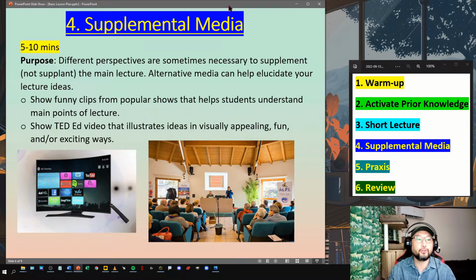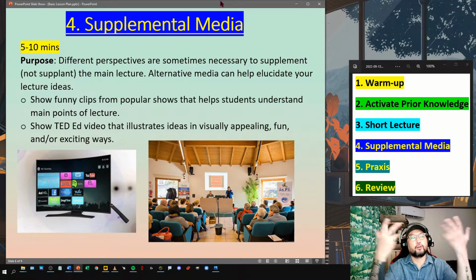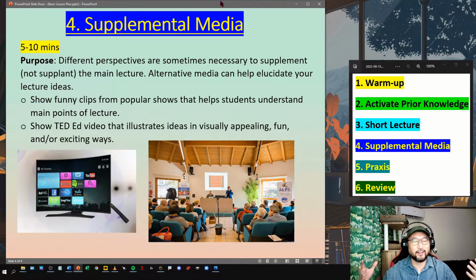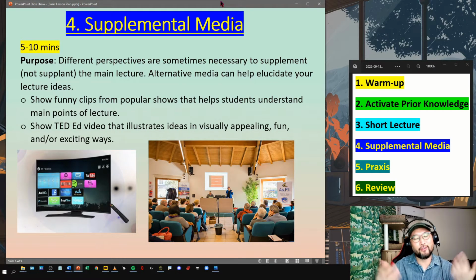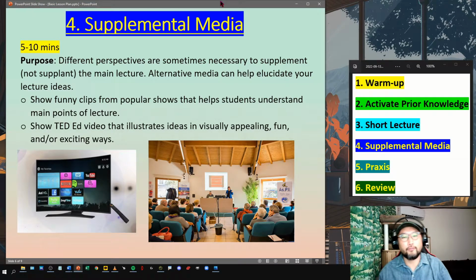Also, you can look for YouTube videos, and I find that TED-Ed videos are very useful too. Some instructors even use songs or music videos. You can kind of go nuts with this. The point of this section is that you're bringing in different types of media to bring some of the points in your lecture to life, or to offer a different perspective on some of the ideas in your main lecture.